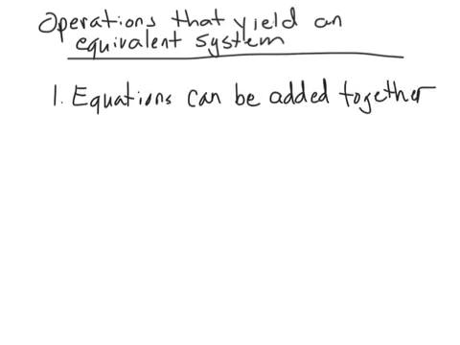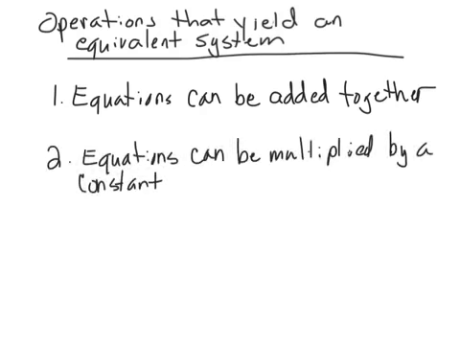So the first thing is the fact that equations can be added together. And what I mean by this is if you line up all the variables, you add the x coefficients to x coefficients, y's to y's, z's to z's, and answers to answers, and that will yield an equivalent equation.